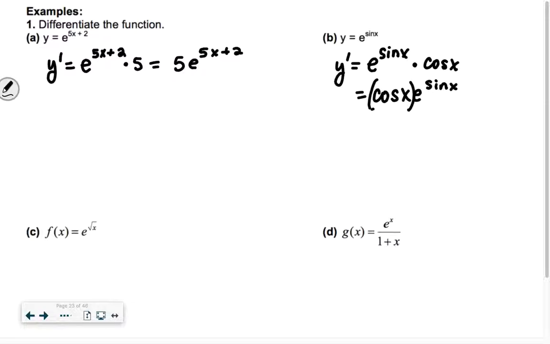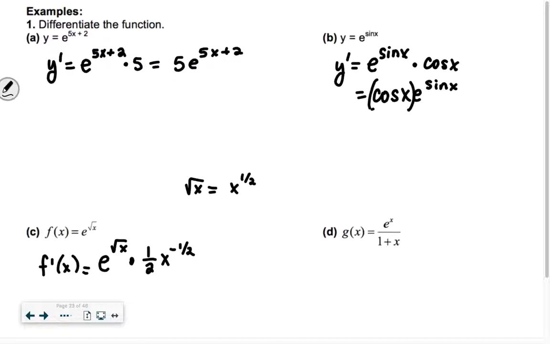All right, so how about this next one? So f prime of x is going to be e to the square root of x, but then we need to take the derivative of the square root of x. So at this point, you guys are probably still rewriting the square root of x as x to the 1/2, and then taking the derivative of it. Are you guys doing that? So its derivative is going to be 1/2 x to the negative 1/2.